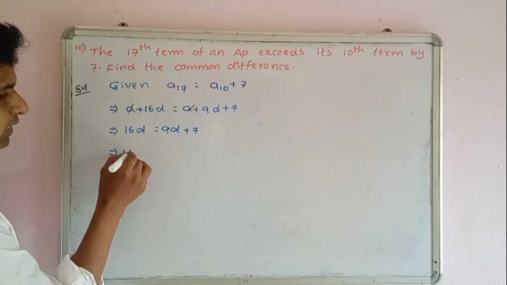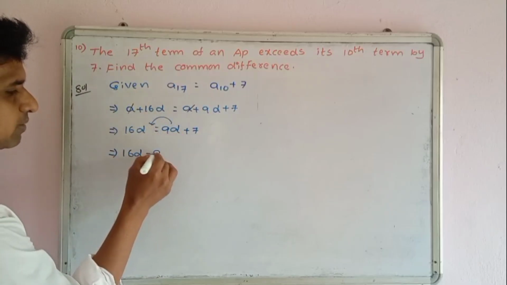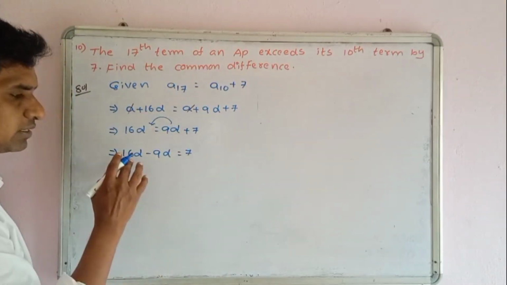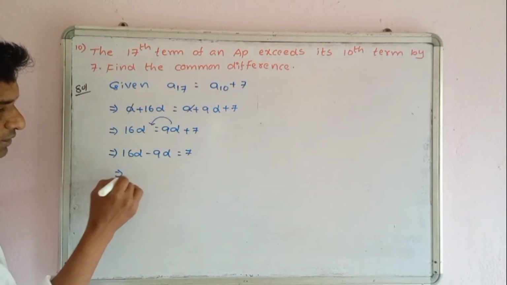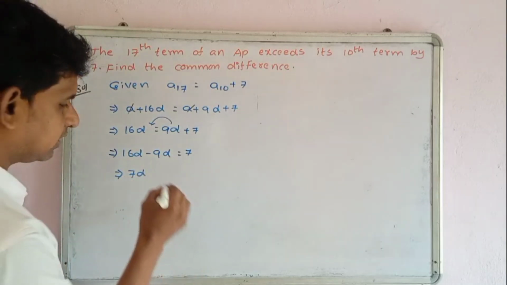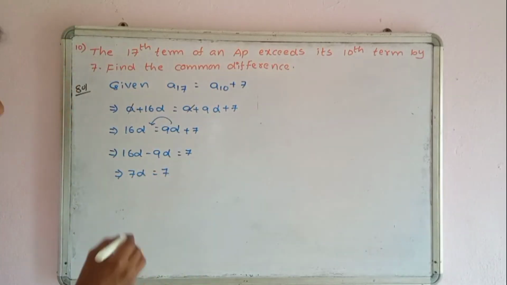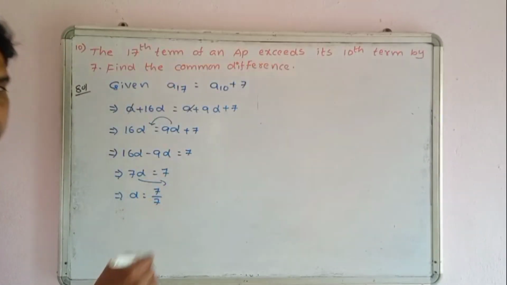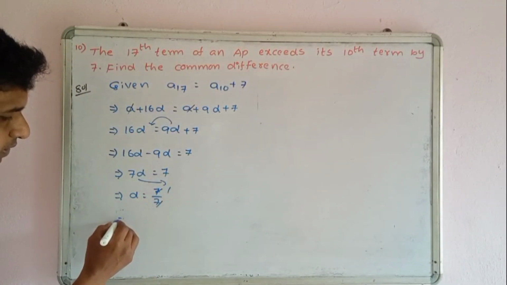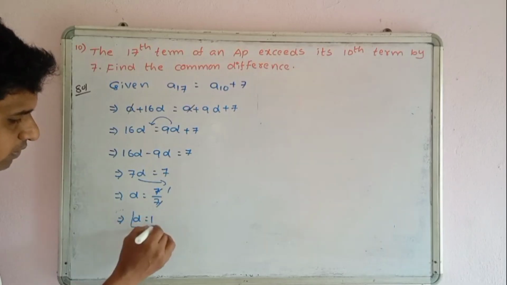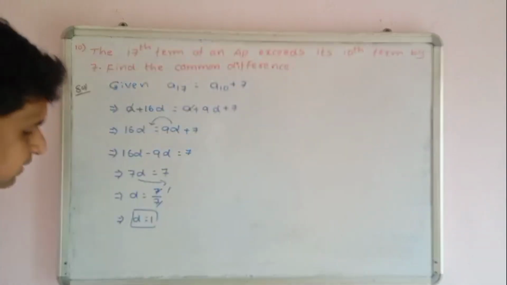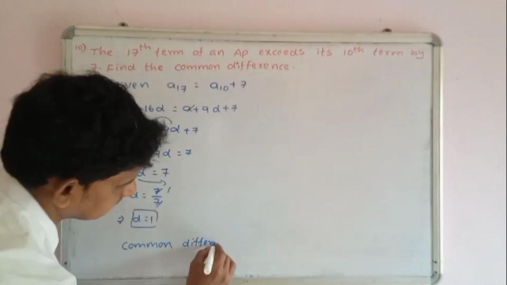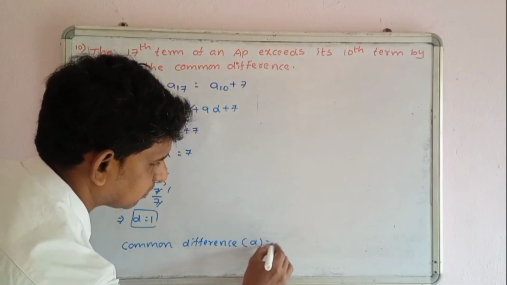So 16d, transposing 9d to the left side, minus 9d equals 7. 16d minus 9d is 7d. 7d equals 7. So d equals 7, this 7 transposed to the right side, divided by 7. So 7, how many times? 1 time. So d equals 1. So the final answer is the common difference d is 1.